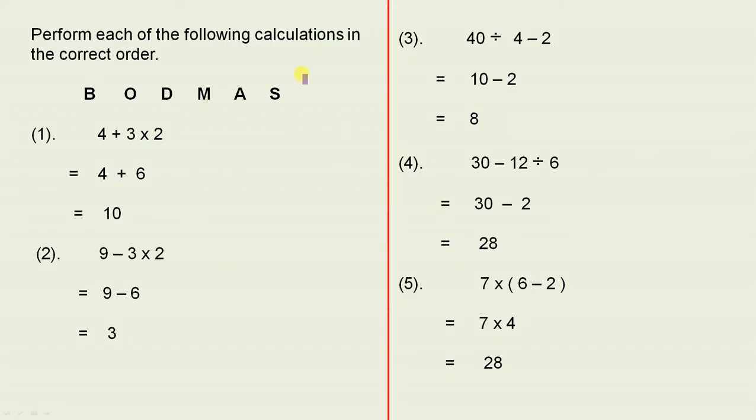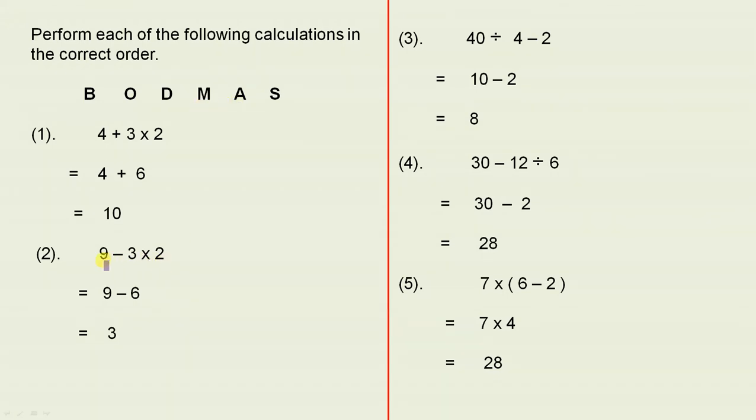Perform each of the following calculations in the correct order. Now remember, BODMAS is our guide. The first one is 4 plus 3 times 2. There are no brackets, there's no division, so we do the multiplication next. 3 2s are 6. 4 plus 6 is 10. We do not do the addition first because the addition is here after multiplication.